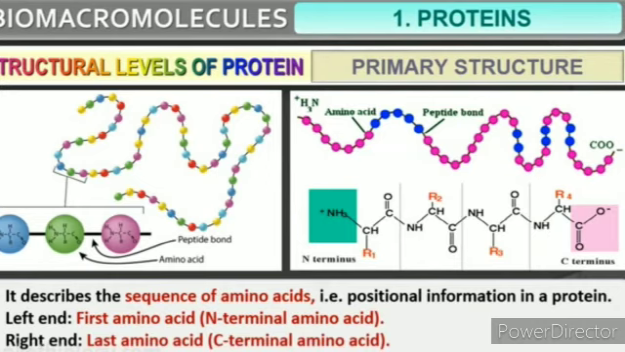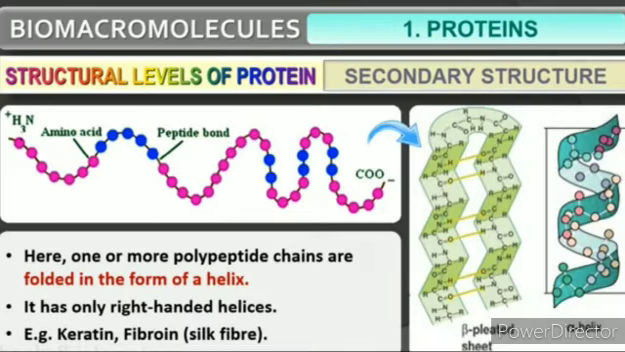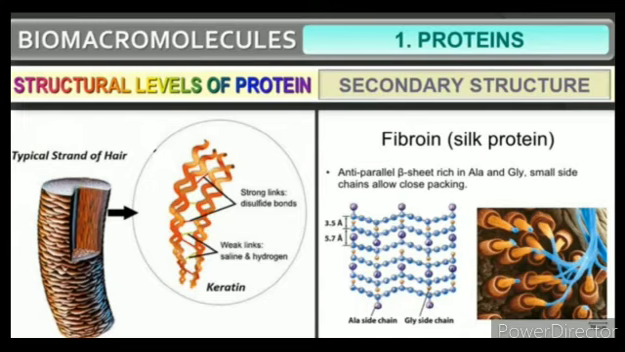Now we'll see the primary structure. It describes the sequence of amino acids, like positional information in a protein, left end first amino acid and the right end last amino acid. In the secondary structure, one or more polypeptide chains are folded in the form of a helix. It has only right-handed helix. Example, keratin, fibroin, that is the silk fiber, etc.